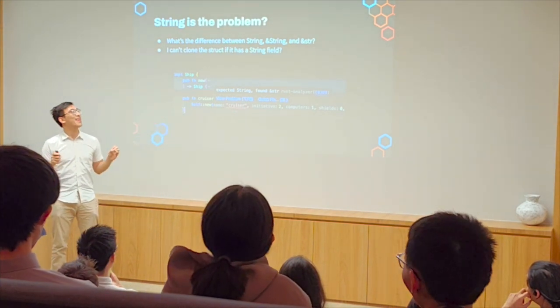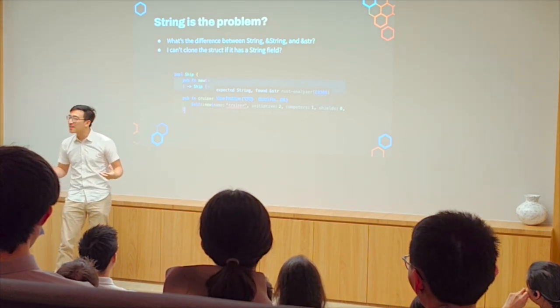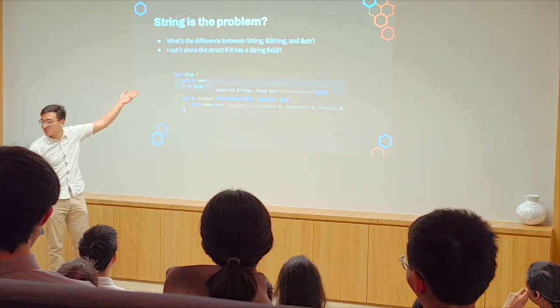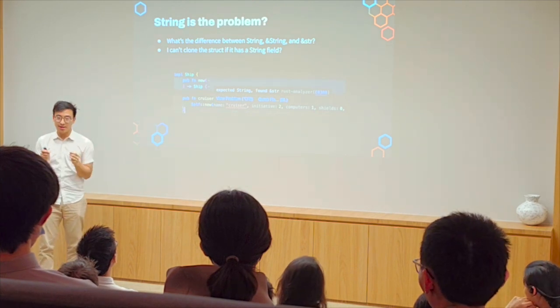Expected string found %str string. What? So then I started Googling and I found out there are 3 strings. Okay, the string, @string, and @str. And so this is all to do with, that is right, there are 3 kinds of strings.